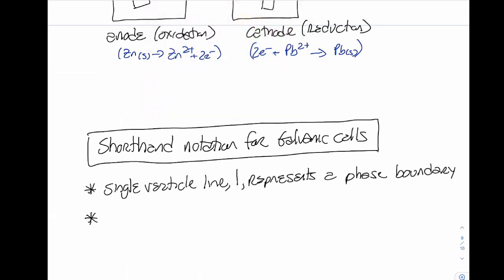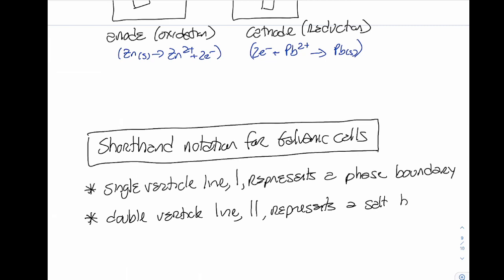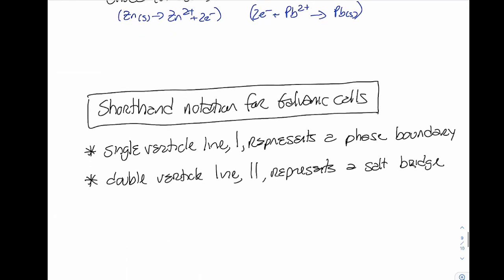A double vertical line, so 2 lines, is going to represent our salt bridge. Basically, it's going to represent the boundary between the 2 half cells. The anode half cell is written on the left side of the salt bridge symbol.